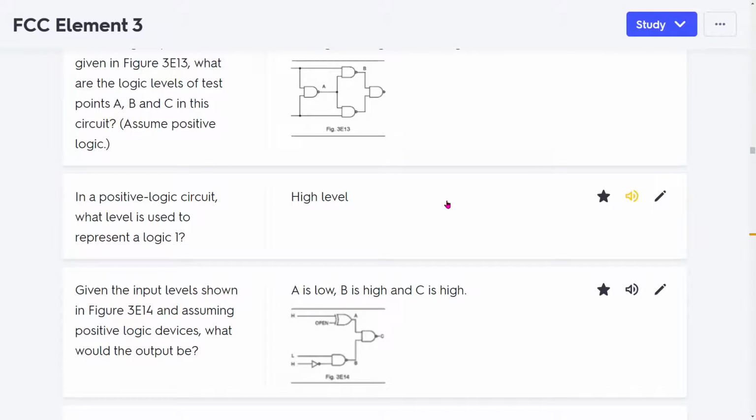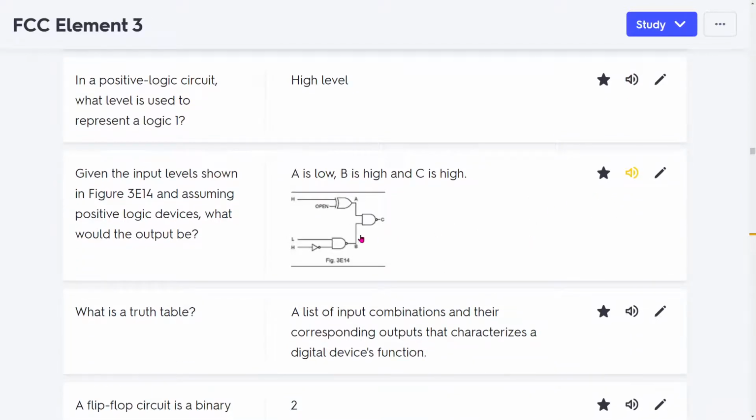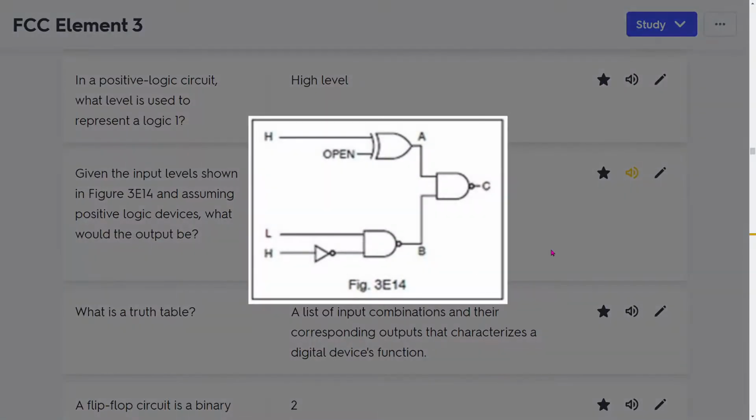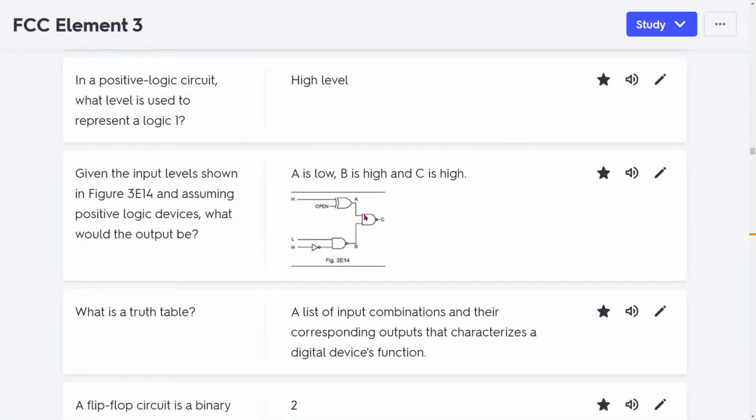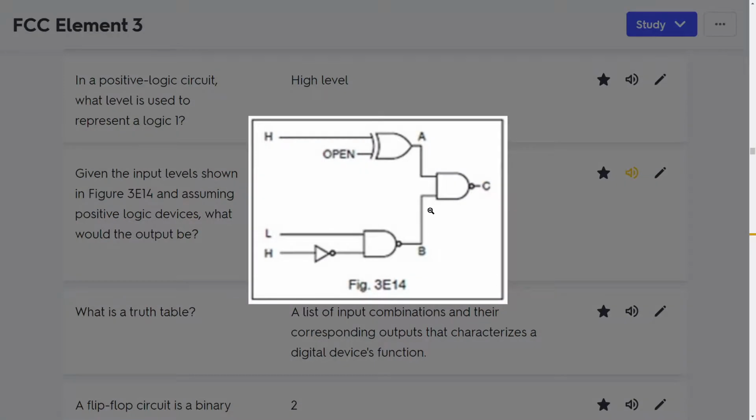In a positive logic circuit, what level is used to represent a logic 1? High level. Given the input levels shown in Figure 314 and assuming positive logic devices, what would the output be? A is low, B is high and C is high.